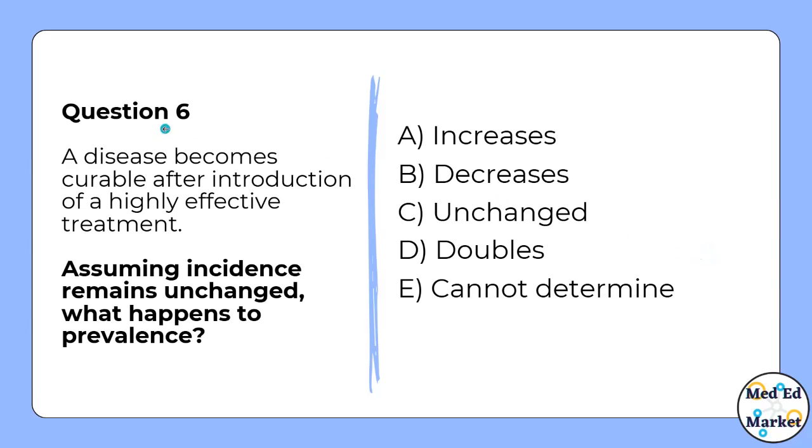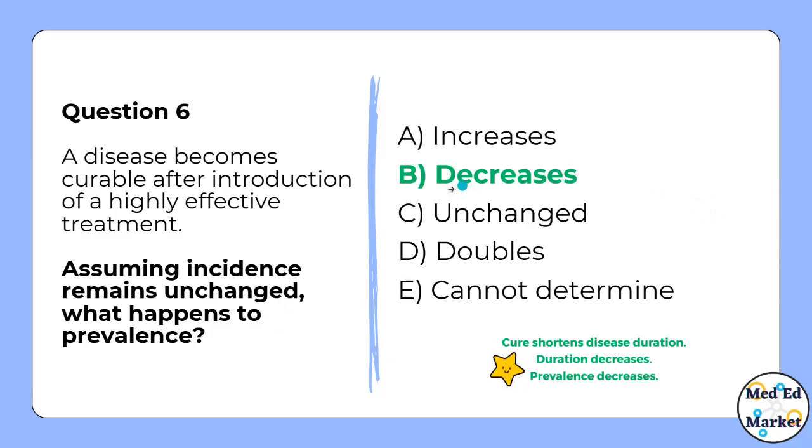In our final question, number 6, a disease becomes curable after introduction of a highly effective treatment. Assuming incidence remains unchanged, what happens to the prevalence? And in this situation, the prevalence decreases. We talked about this concept earlier. This medication is now curing the disease. This is a treatment that is leading to recovery of the patient, so they are no longer in disease status. So the cure shortens the disease duration, and therefore the duration decreases and the prevalence decreases.